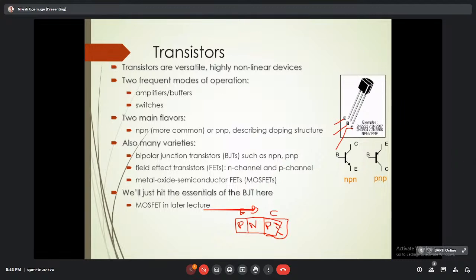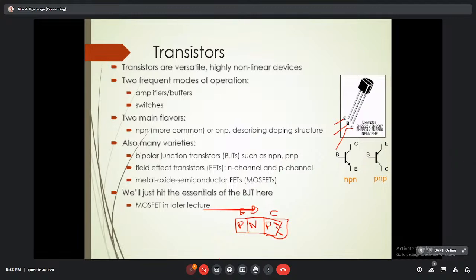So we can see the transistors are versatile, highly non-linear devices. They are versatile devices which have several beautiful applications like amplification, buffers, and switches.